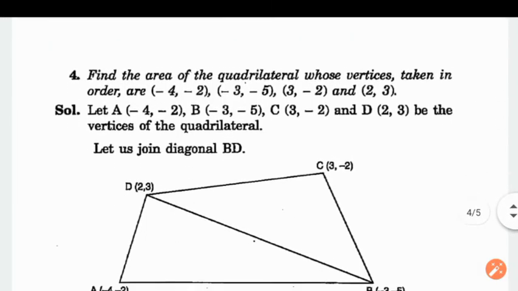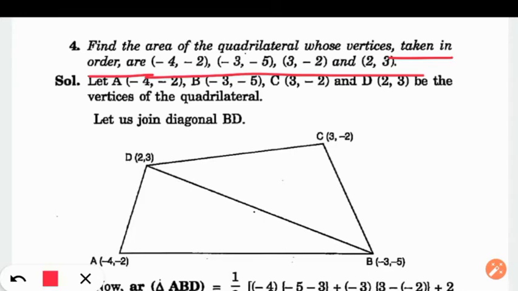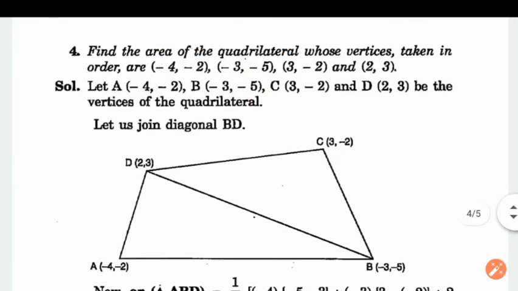Now question number 4. In question number 4, find the area of the quadrilateral whose vertices are taken in order. Taken in order means this one should be A, B, C, D, right? So now we know how to find the area of a triangle by giving 3 vertices, by the help of the formula we know.